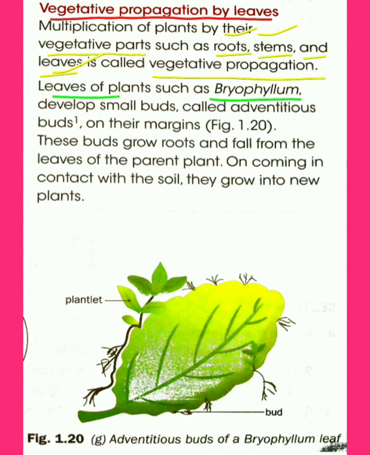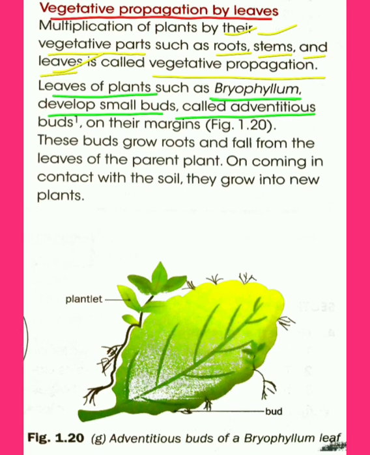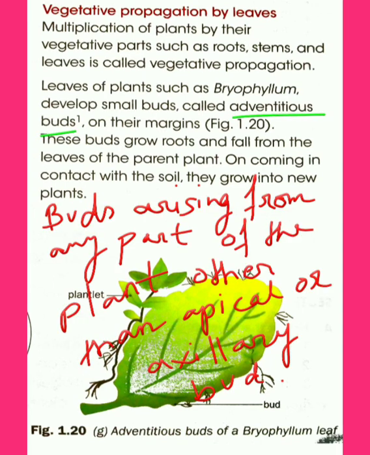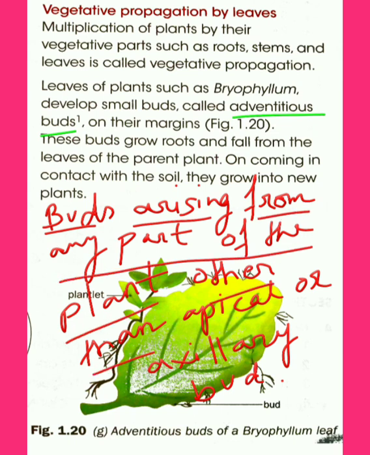One of the important examples is bryophyllum. So leaves of plants such as bryophyllum develop small buds called adventitious buds on their margins. So what are adventitious buds? Adventitious buds means buds arising from any part of the plant other than the apical or axillary bud.